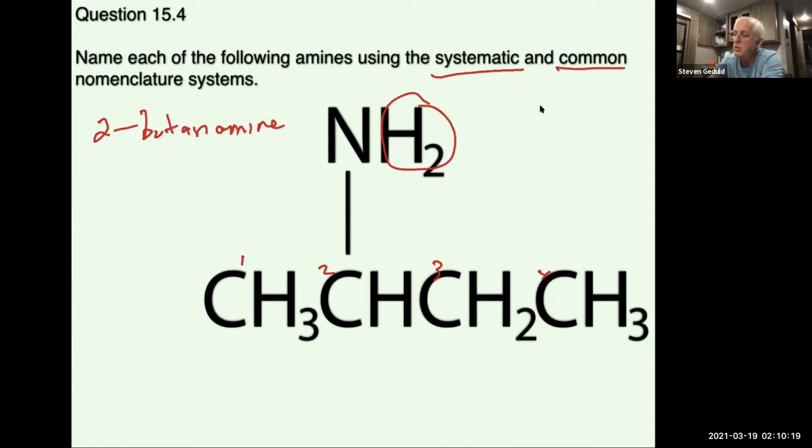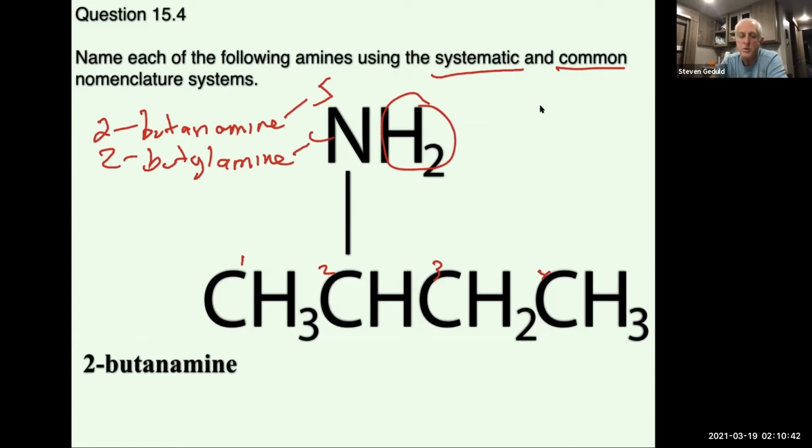The common name, you look at that, we name by the attachment. This would be 2. And we're going to name the chain as an attachment now. So a YL ending, like a methyl, ethyl. This is a butyl group. So 2-butyl amine. So this is the systematic name. This is the common name. Okay. So 2-butanamine, systematic name, and 2-butylamine for the common name.